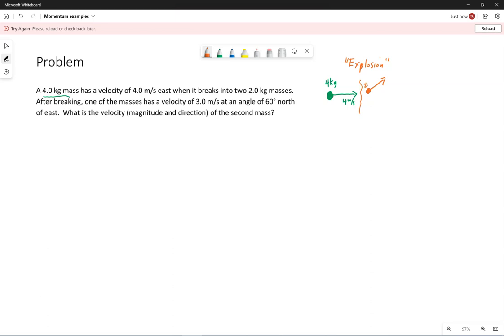One of these 2 kilogram masses has a velocity of 3 meters per second at an angle of 60 degrees north of east. And we want to find the velocity of the second mass. So the second one's got to be going down to the right because we have to conserve the momentum. So since it was one 4 kilogram object to begin with, and now it somehow broke apart into 2 objects, momentum is going to be conserved.